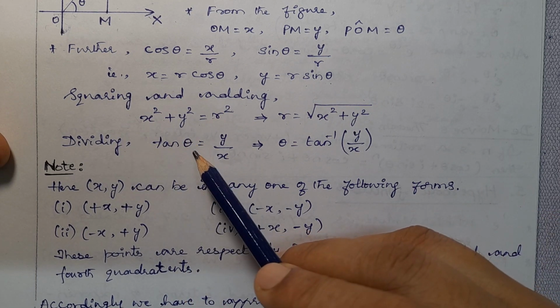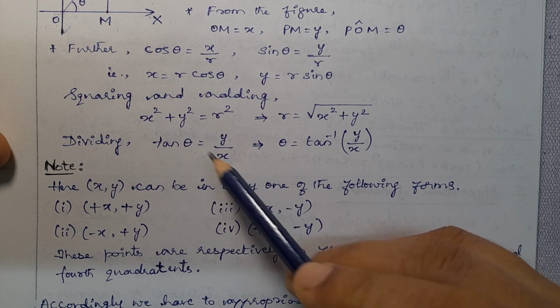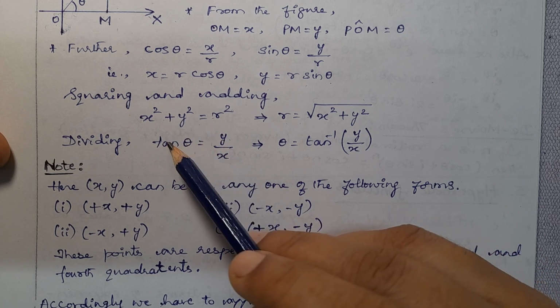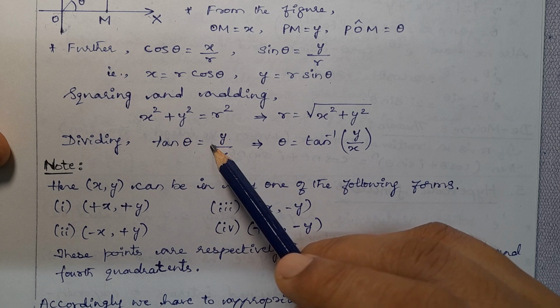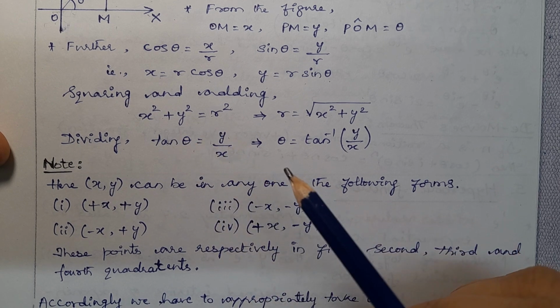Dividing, tan theta equal to y by x. Then theta equal to tan inverse. This tan is shifted to this side. So tan inverse of y by x.